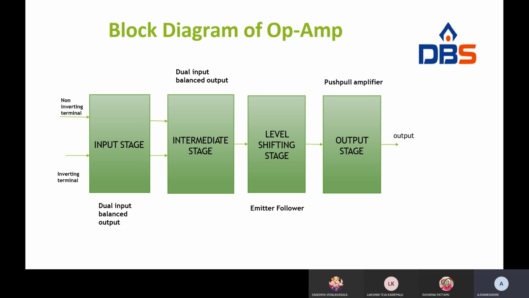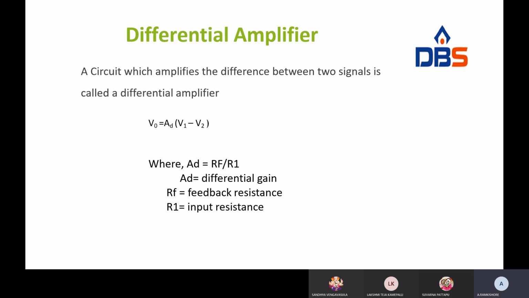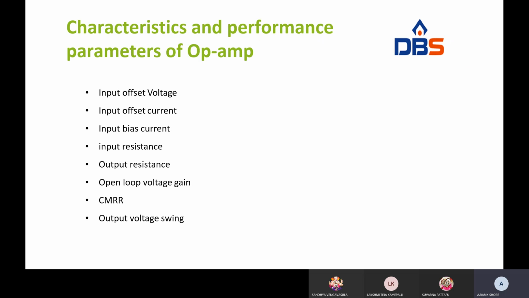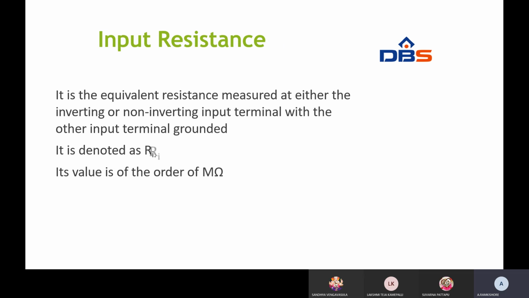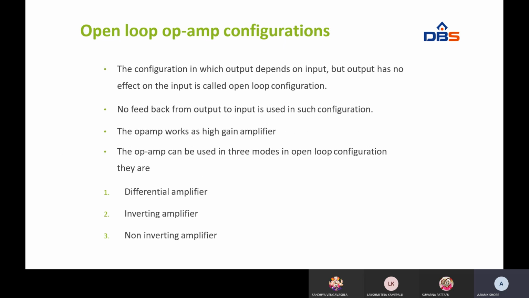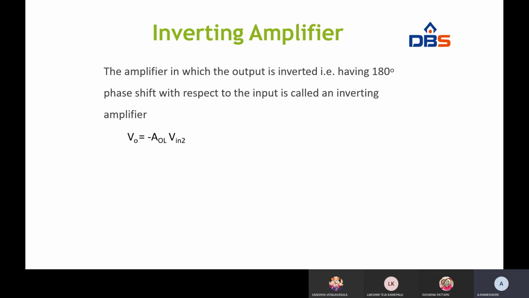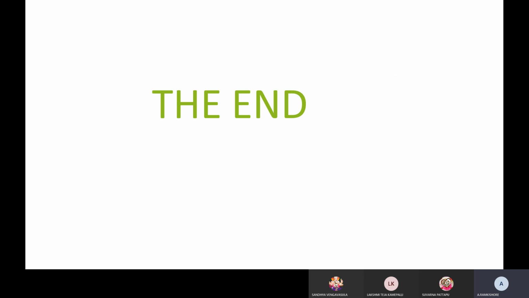We have already discussed each and every stage and how it acts as a differential amplifier. We'll discuss these one by one next. Already we discussed open loop, closed loop, inverting amplifier and non-inverting amplifier, all with diagrams. This is the theory part of the op amp.